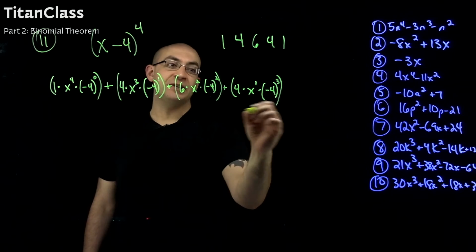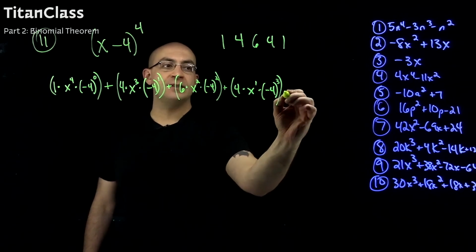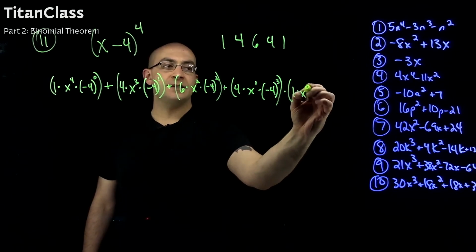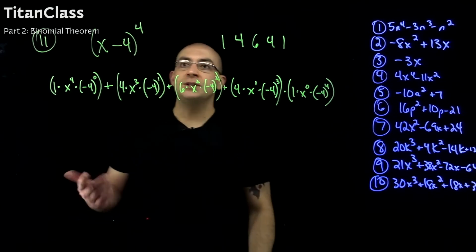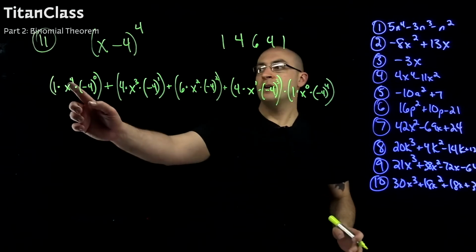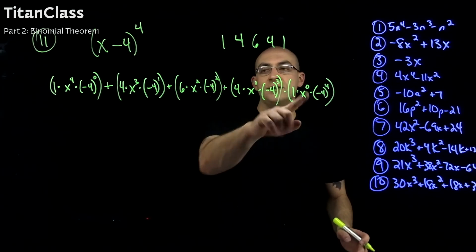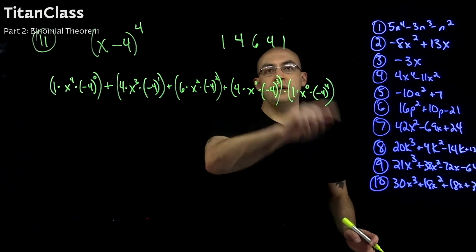Okay. So what am I doing here? I'm going 2, 2, 1, 3, and then the last one will be a 1 times x to the 0 times -4 to the 4th. All right. So take a look. There is a pattern, obviously. 4, 3, 2, 1, 0. 0, 1, 2, 3, and 4, right?